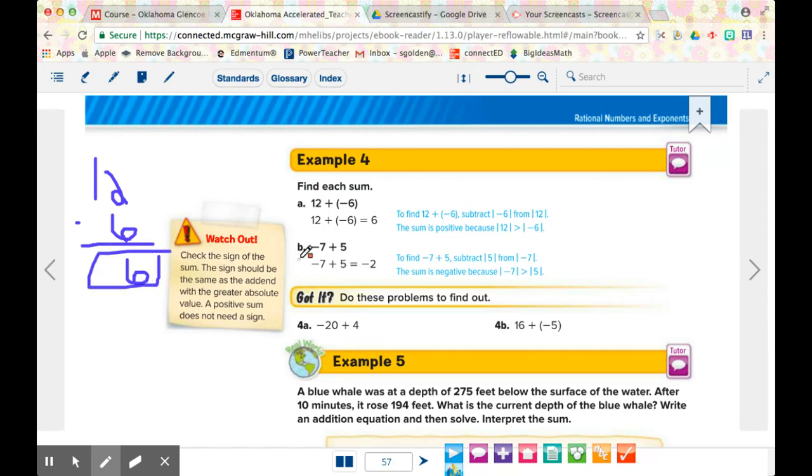Okay. On B, we have negative 7 plus 5. So again, I'm adding with a negative and a positive. They're different signs. So I take the digits without looking at what sign they are and just do the bigger one minus the smaller one. So 7 minus 5 is 2. I go back and look. We said 7 was bigger and 7 is negative. So it is going to be a negative 2. So now I want you to try 4A and 4B. You'll pause it, work them out. And then when you press play, I'll work them out for you.